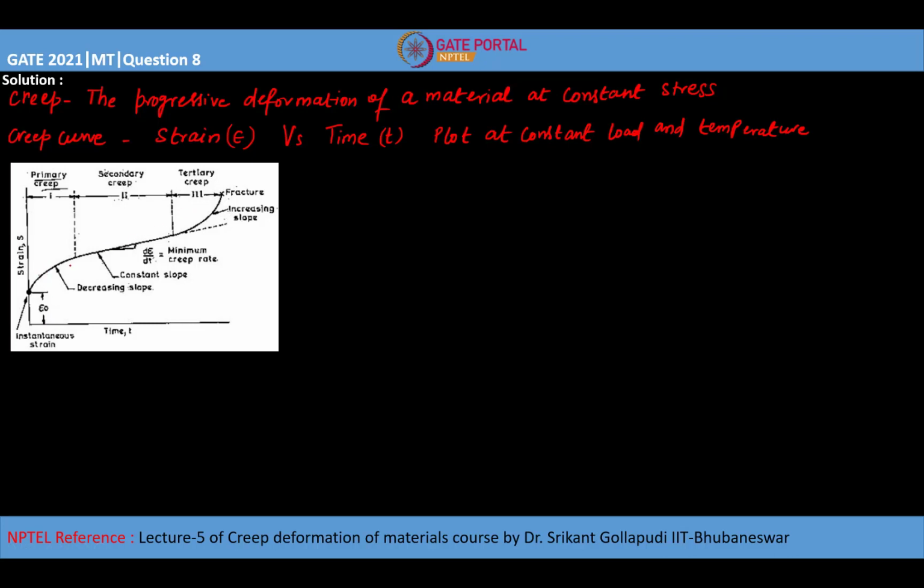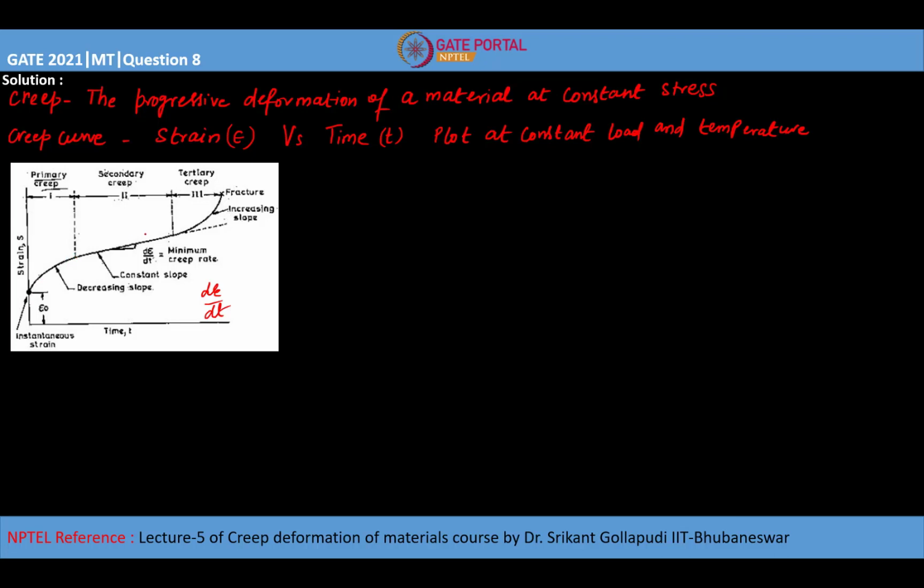The first stage we call the primary creep or stage 1. If you see the creep rate, which is nothing but the slope of the curve, dε/dt, the slope of this curve is decreasing. So the creep rate is basically decreasing in stage 1.